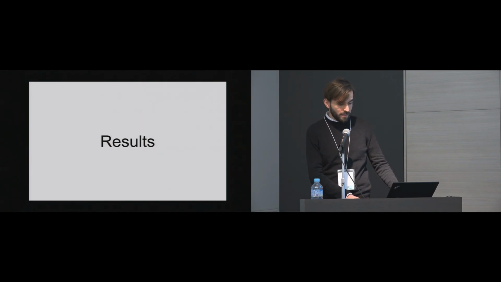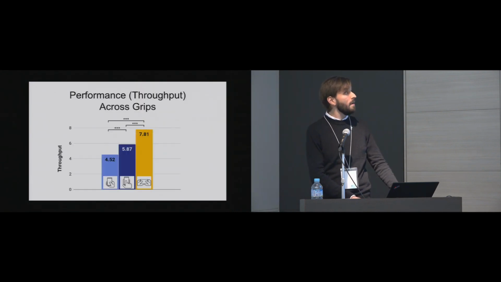And here are the results of our study. The comparison of throughput across grips was significant for all pairwise comparisons. The two-handed thumb grip is the fastest, followed by the two-handed index grip and the one-handed thumb grip.